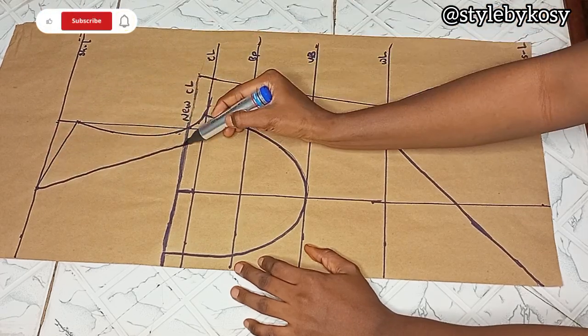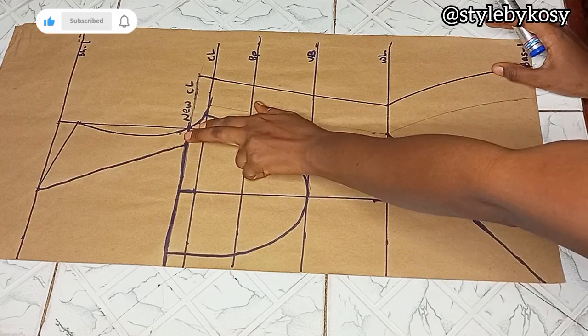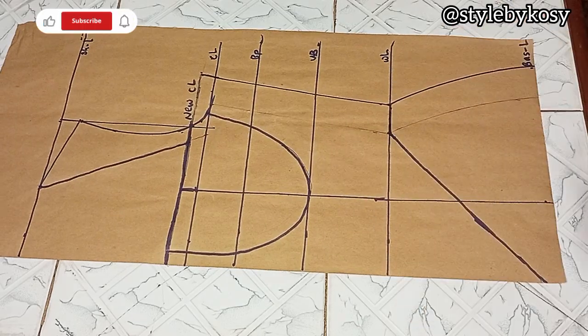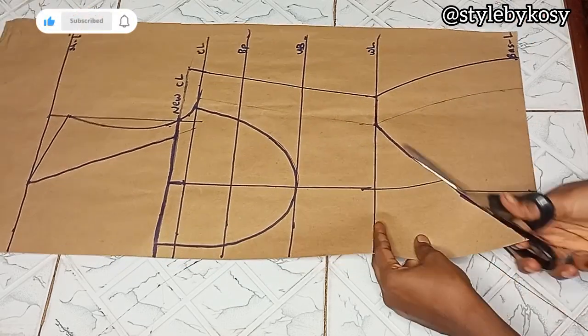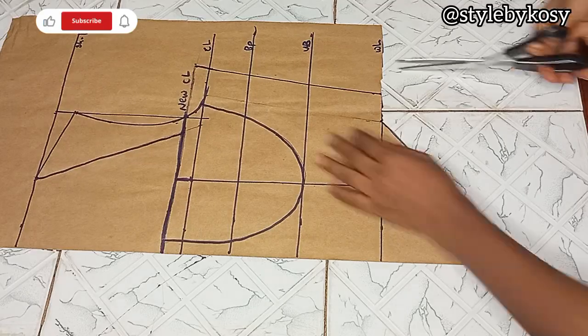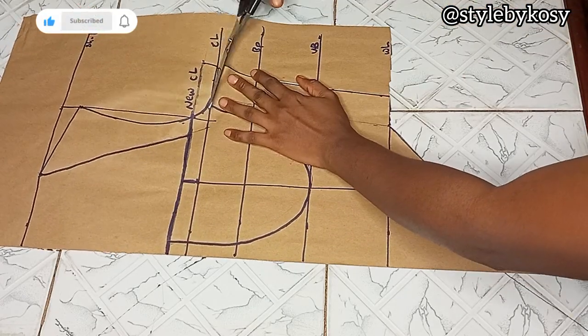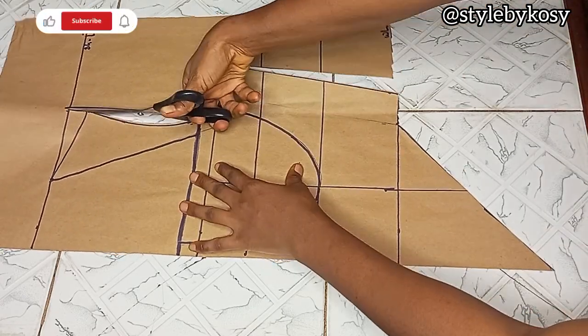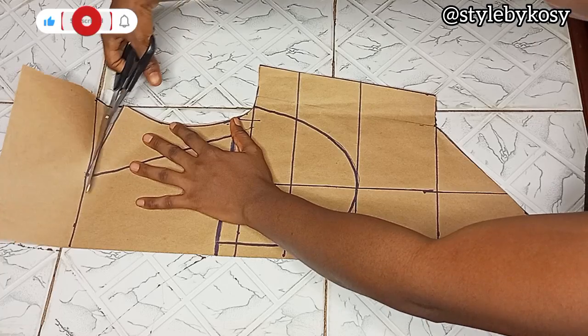So this is where the Queen Anne yoke neckline stops. The Queen Anne yoke neckline stops at that point. So after outlining those marks and curves, I'll just go ahead and cut it out. Okay, so this is for the front.